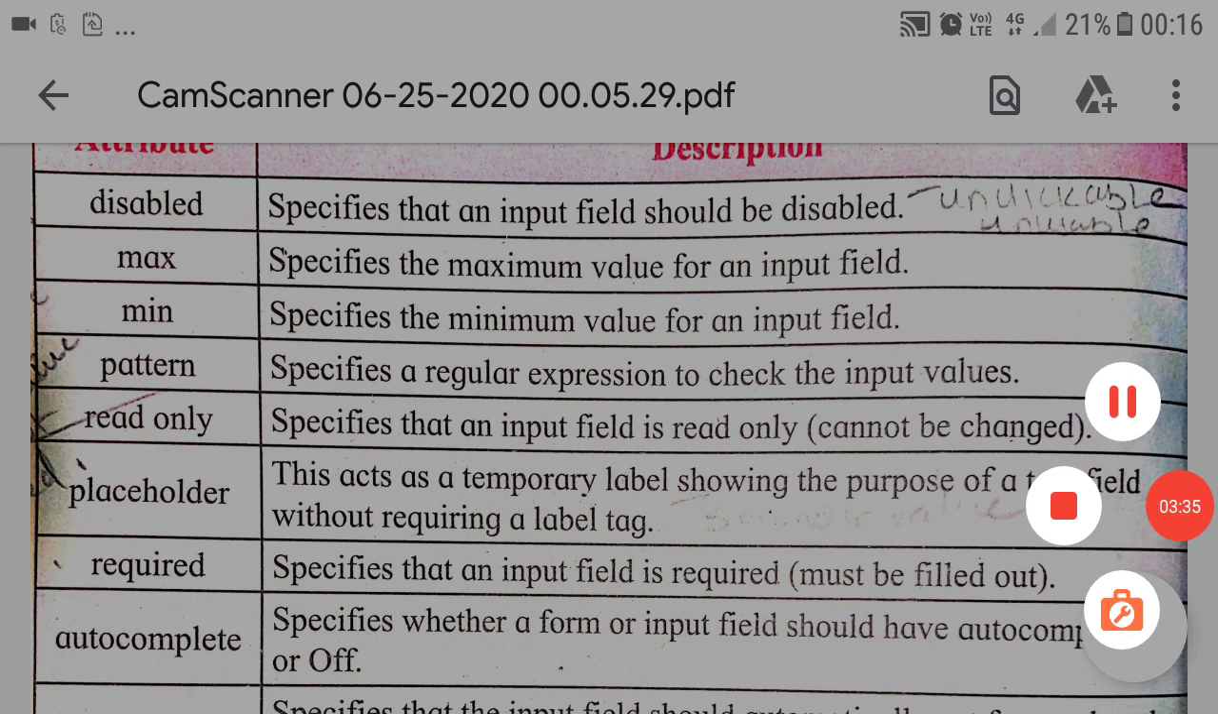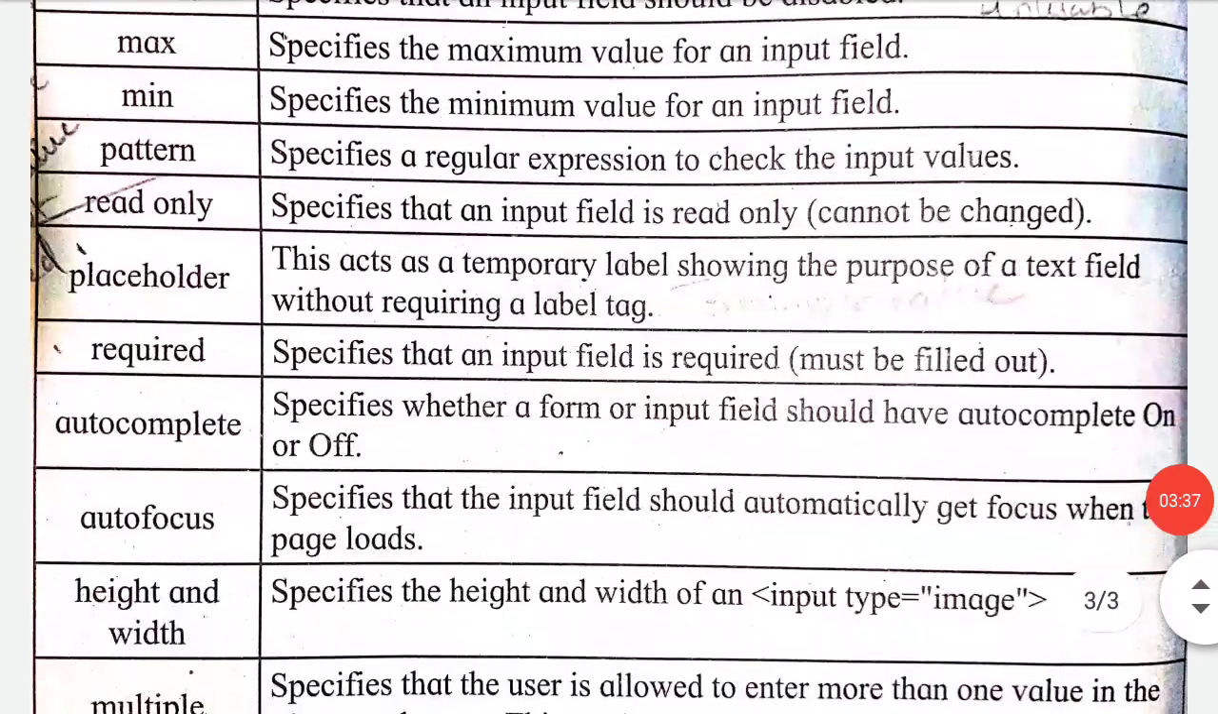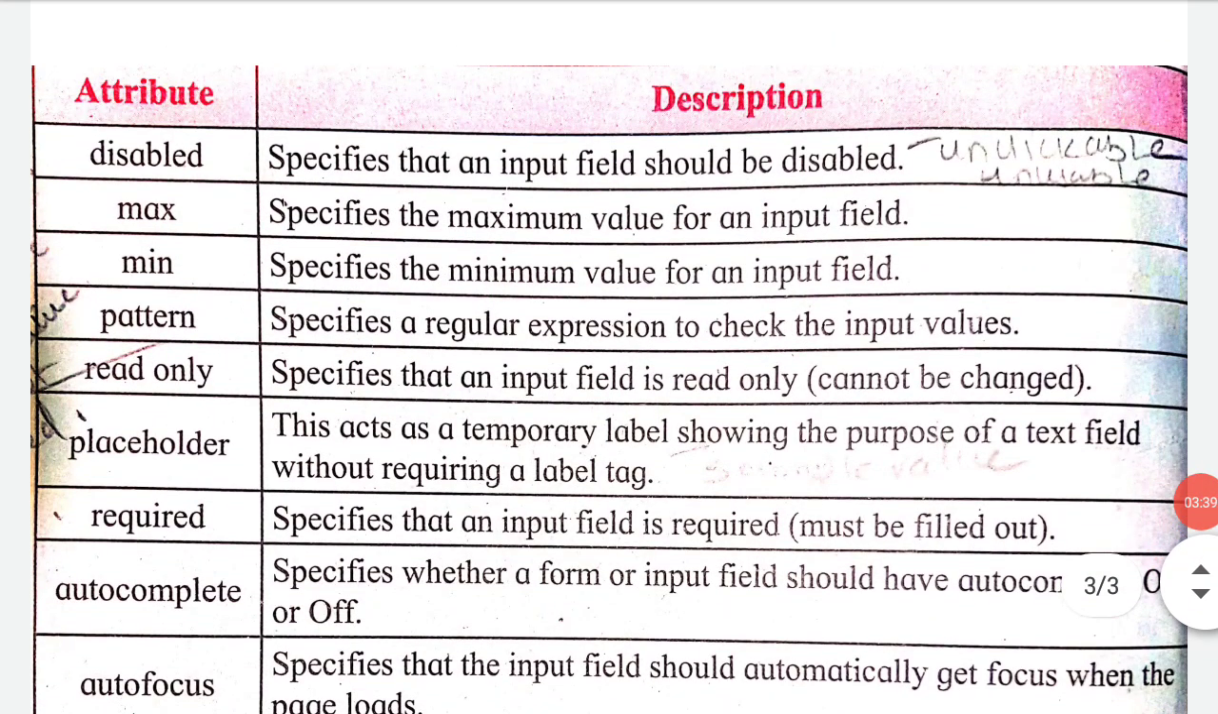Next is max. The max attribute specifies the maximum value for an input field. It is used to give the maximum value for that type. Next is min. The min attribute specifies the minimum value for an input field. Next is pattern. Pattern is used for regular expressions to check the input values.